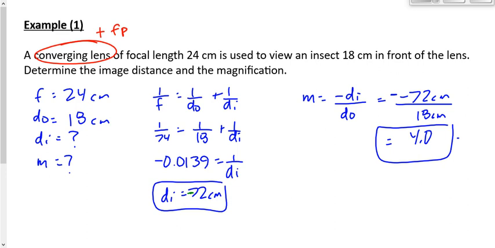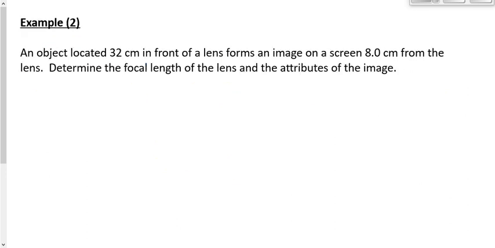I'll tell you what, let's do one more example right now, and then I'll let you work on 1 or 2 questions here. And then we'll see if we have time for the third example here. Second example, number 2, says an object located 32 centimeters in front of a lens forms an image on a screen 8 centimeters from the lens. Determine the focal length of the lens and the attributes of the image.